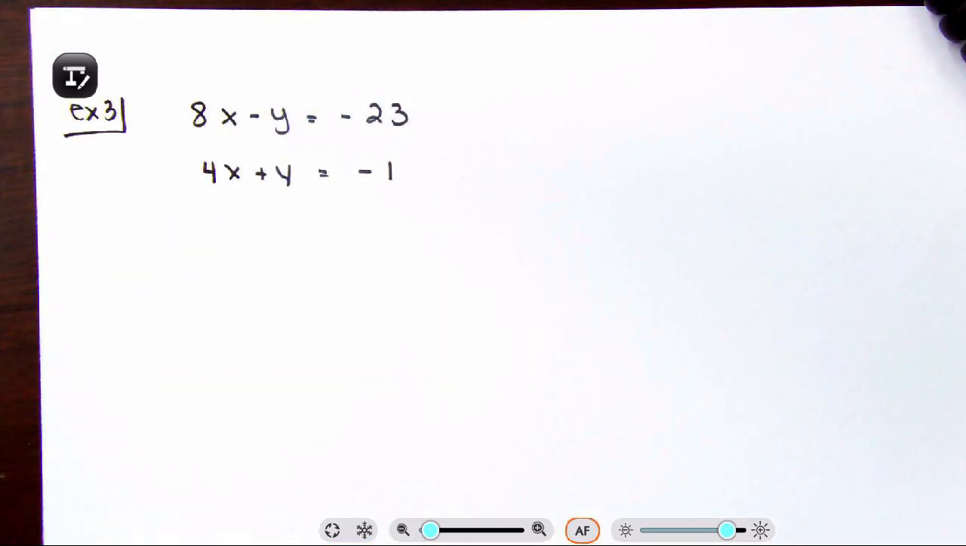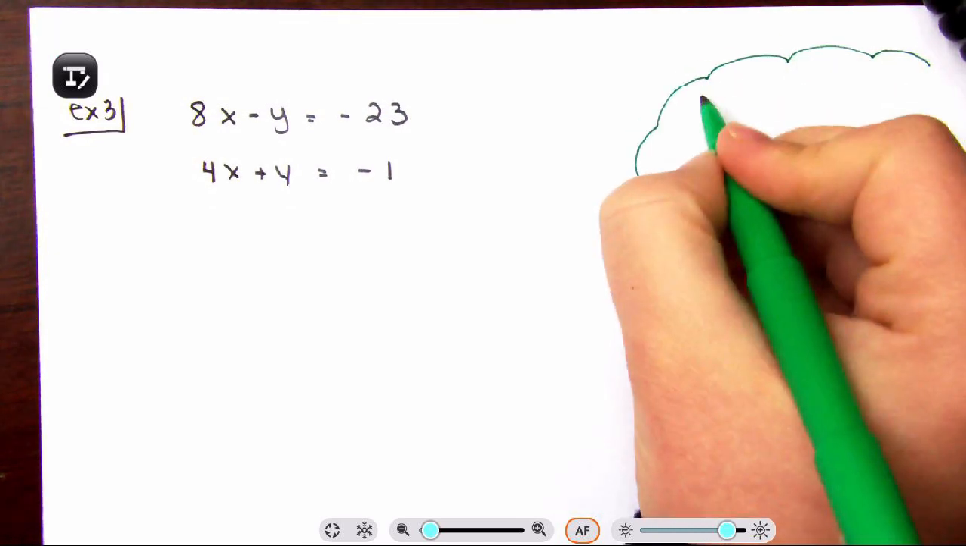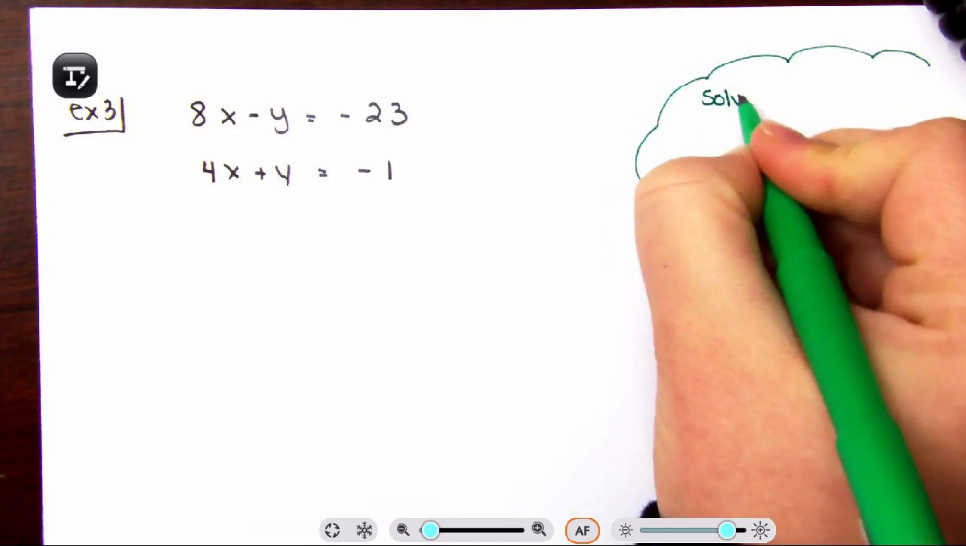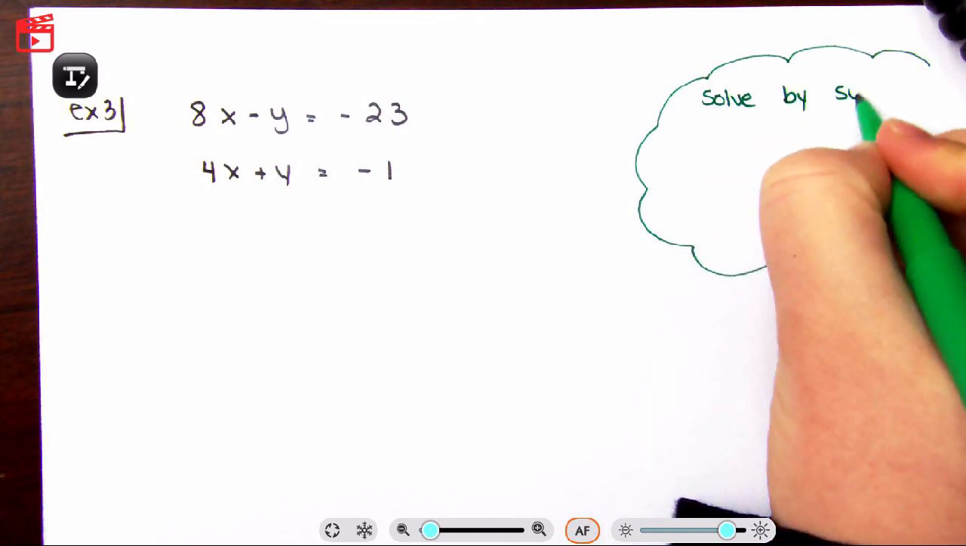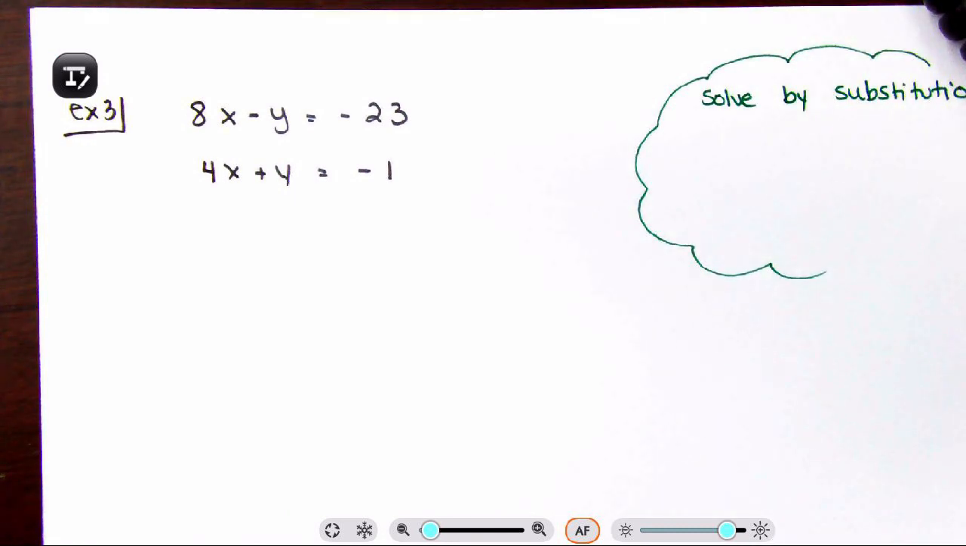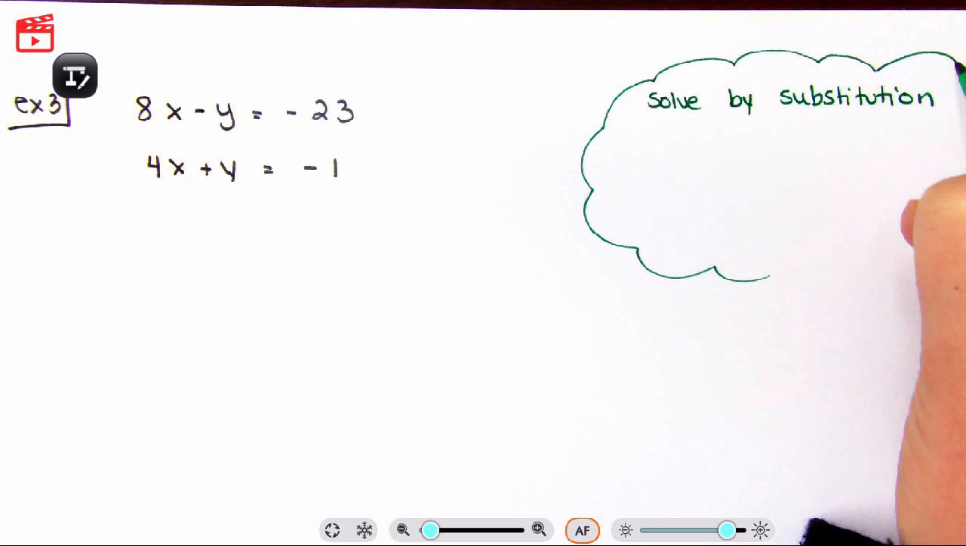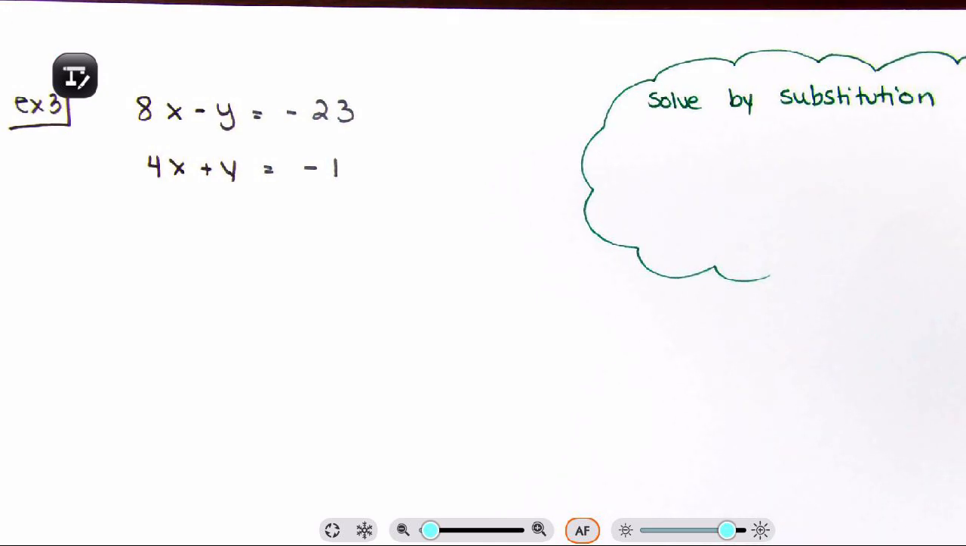Now, this is where it's super important to read the directions, especially if you're taking a test. We want to solve by substitution. Resist the urge to start eliminating. If on a test it doesn't tell you what method to use, use whichever method you want. You can graph it if you want. But for our purpose, we want to only use substitution because that's what the directions say. That's what this video is about.